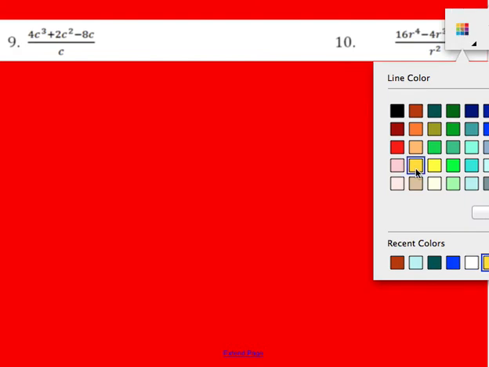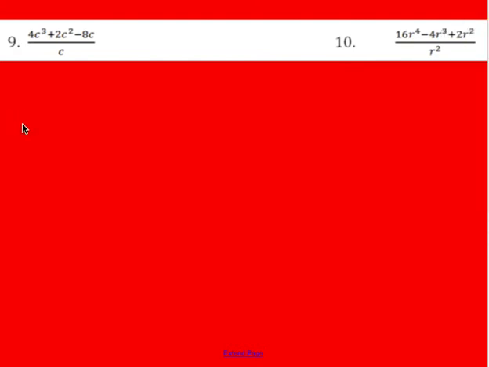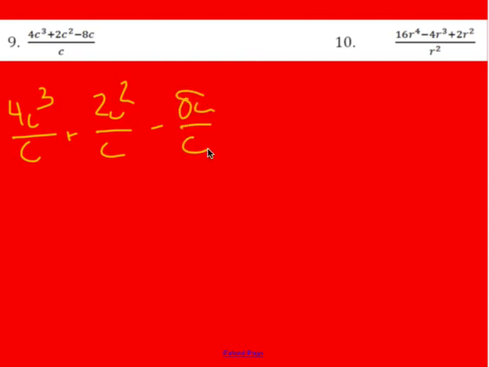So for number 9, what we want to do is split that up. So I have 4c cubed divided by c plus 2c squared divided by c minus 8c divided by c. So 4c cubed divided by c to the 1st. We're going to simplify out c cubed divided by c to the 1st. So that's going to give us 4c squared.